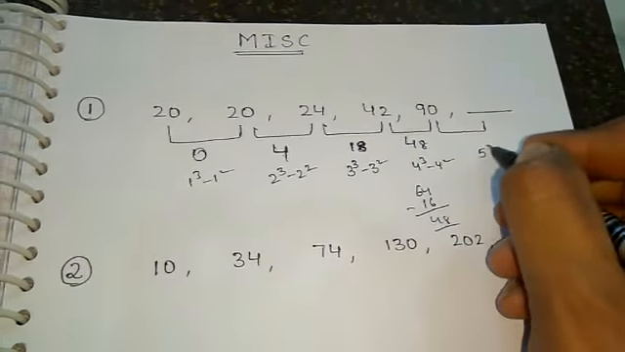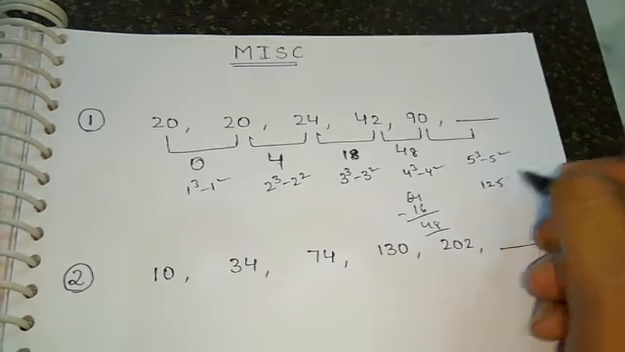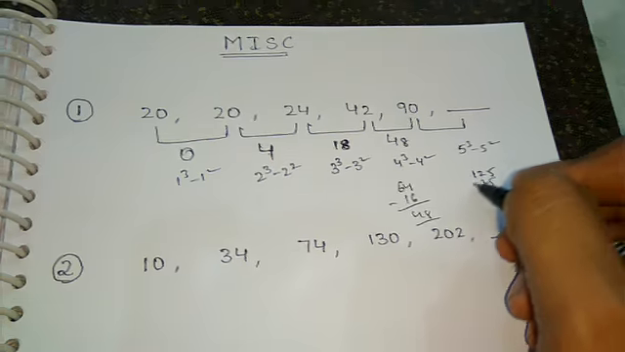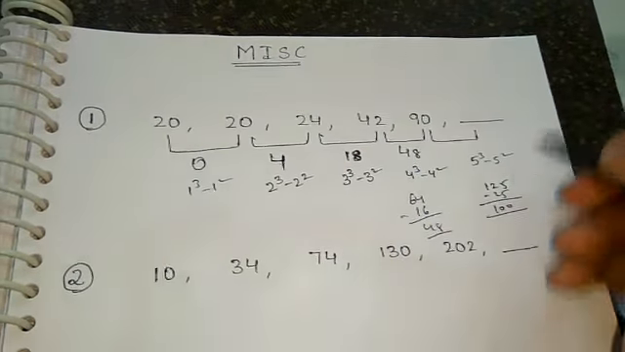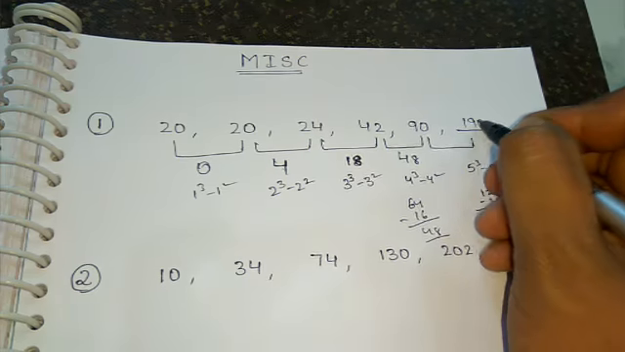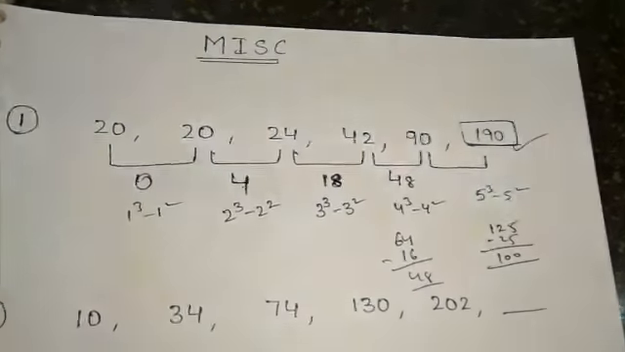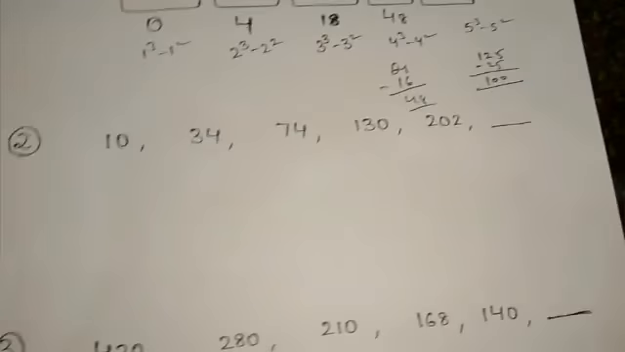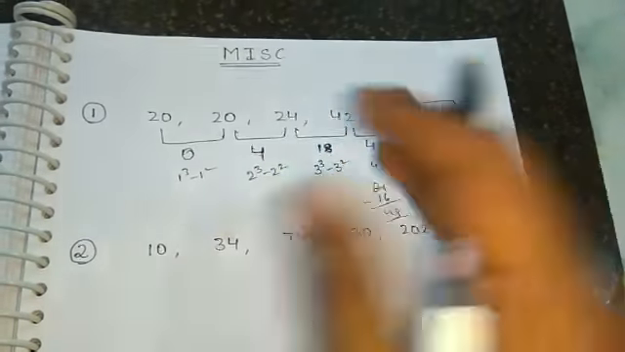So the next one will be 5 cube minus 5 square. 5 cube is 125, 5 square is 25. We subtract it and get 100. So 90 plus 100 is nothing but 190. So 190 is the answer. Okay. So see the next example. These are the miscellaneous questions.